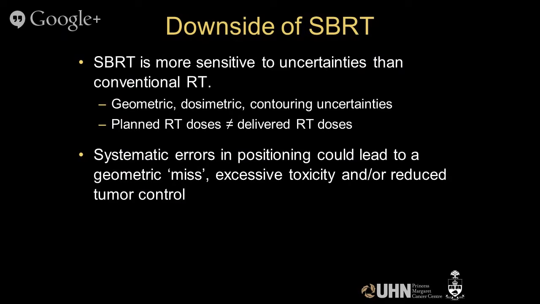SBRT is more sensitive to uncertainties than conventional radiotherapy. That's geometric, dosimetric, contouring uncertainties. The planned radiotherapy doses are not the delivered radiotherapy doses, and this is, of course, any treatment, any radiation plan, but as we increase the dose per fraction, increase the conformality, increase the dose gradients, we're more sensitive to these uncertainties. And systematic errors in positioning could lead to a geographic miss, excessive toxicity, and/or reduced tumor control.